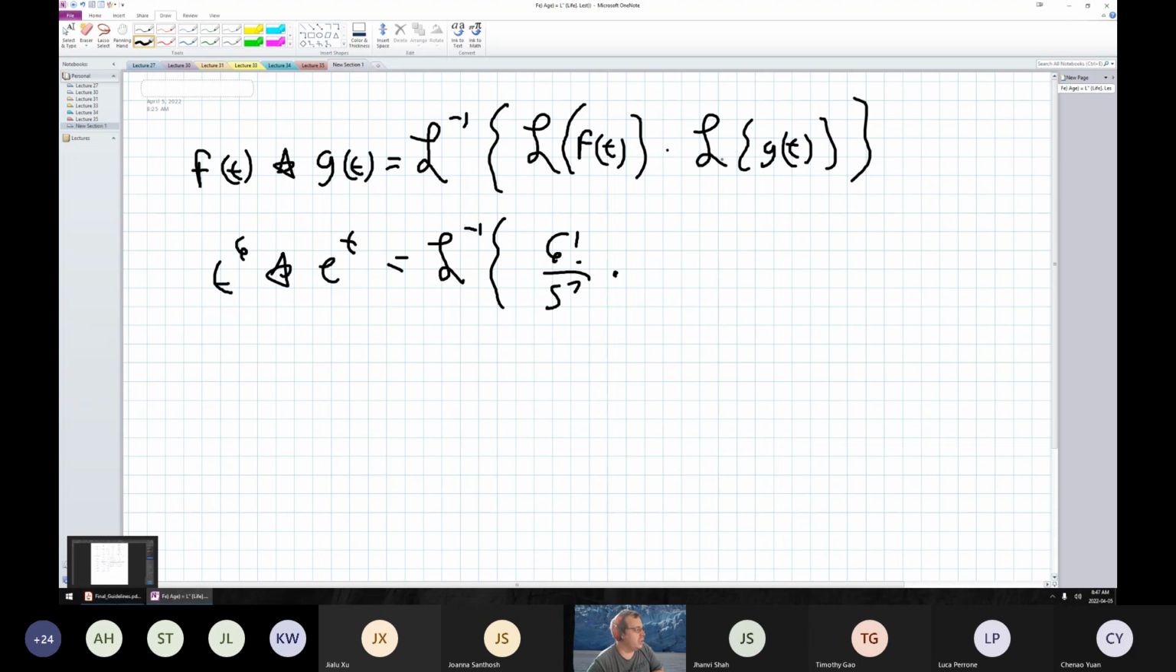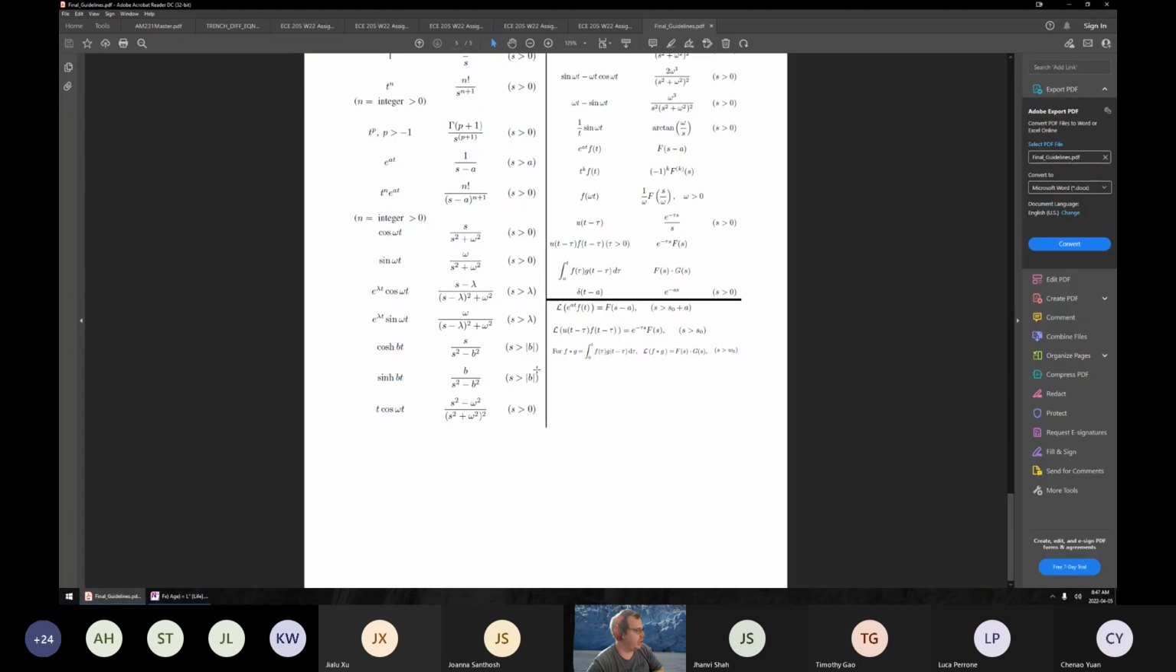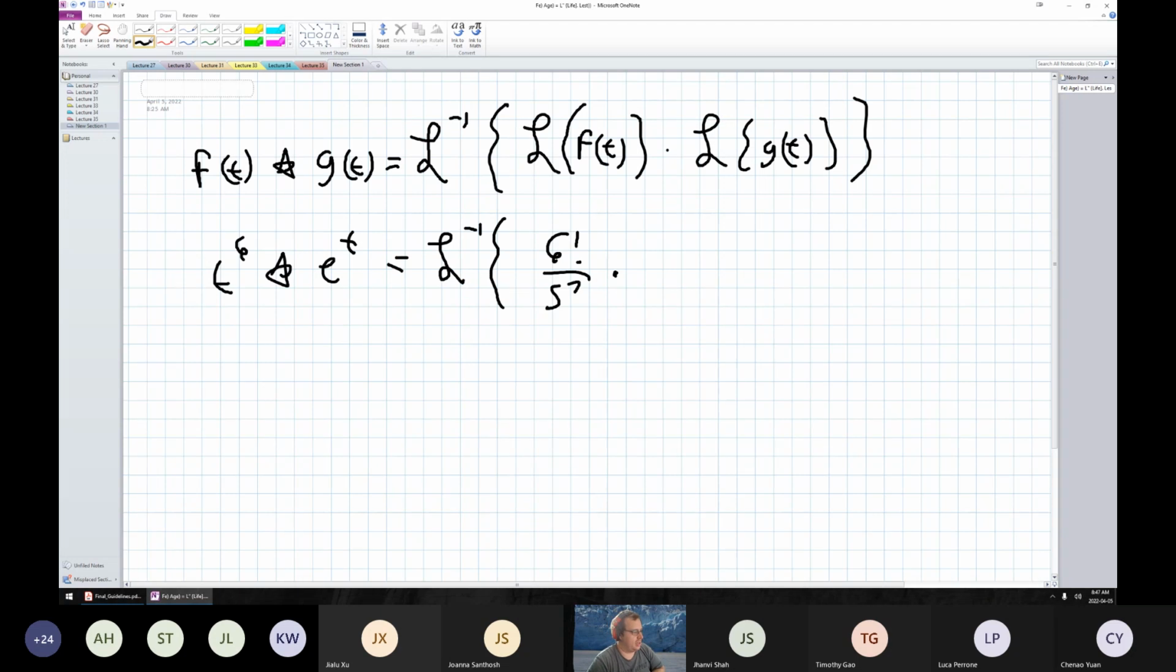Okay, so now for this term here, oh, I might have forgotten what e to the t is. So you look in the list, you find, oh, here's e to the at. So here I just have e to the 1t, so that's just going to be 1 over s minus 1. So then you write this as 1 over s minus 1.